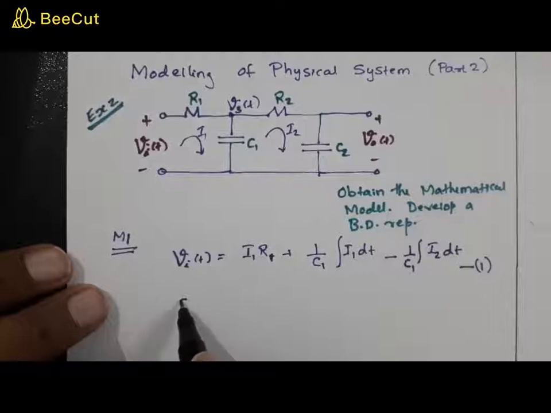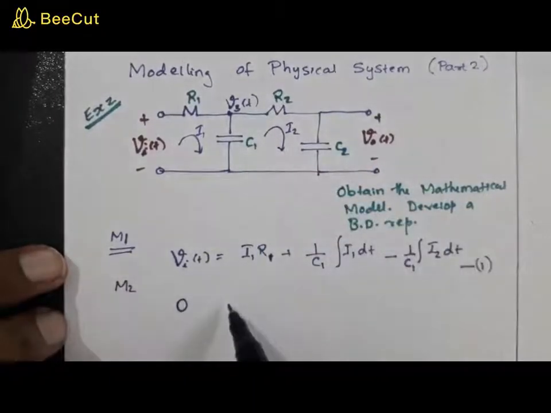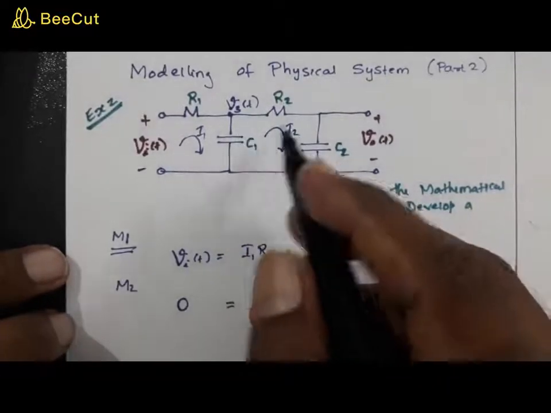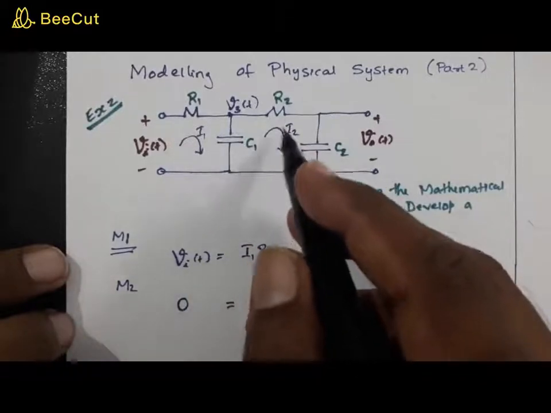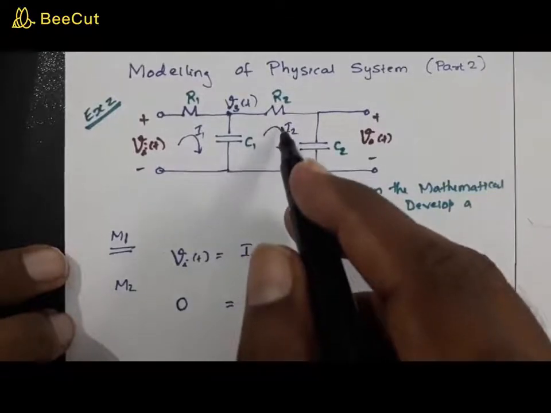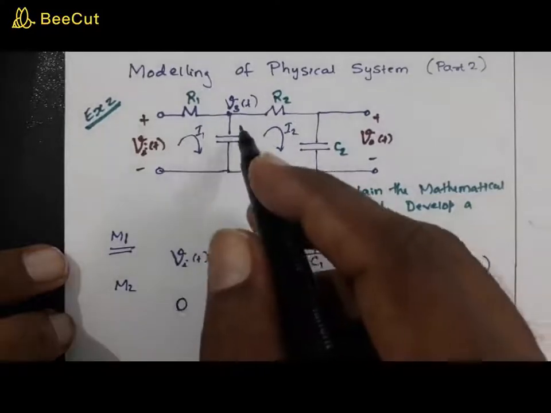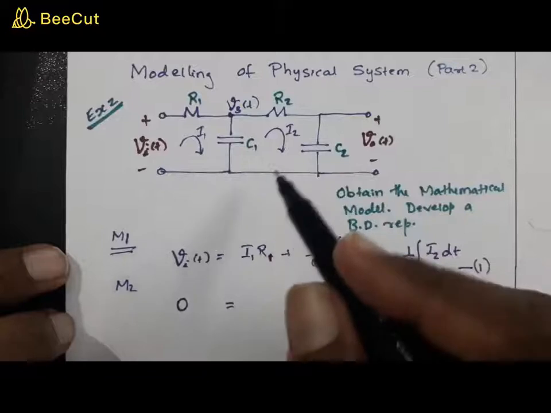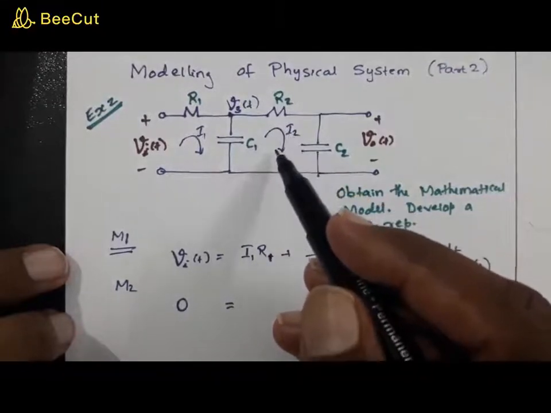Now when you consider the second mesh, the EMF is equal to 0, so this side is 0. Now what is the drop due to I1? The I1 will be opposing the drop due to I2, because we are writing the equation with respect to I2. Compared to I2, I1 is opposite. The drop across the capacitor is due to both the currents I1 and I2. But since you are writing the equation for I2, I2 is the main current.